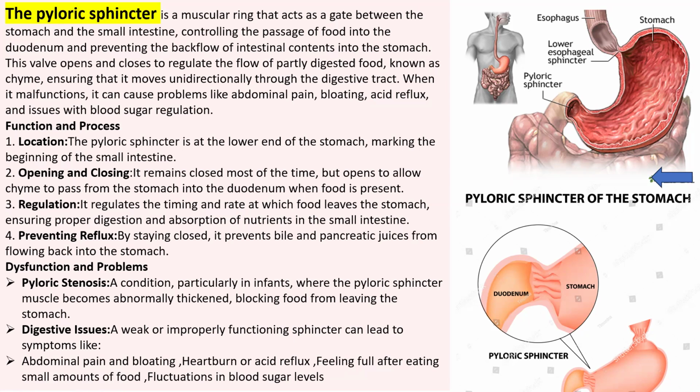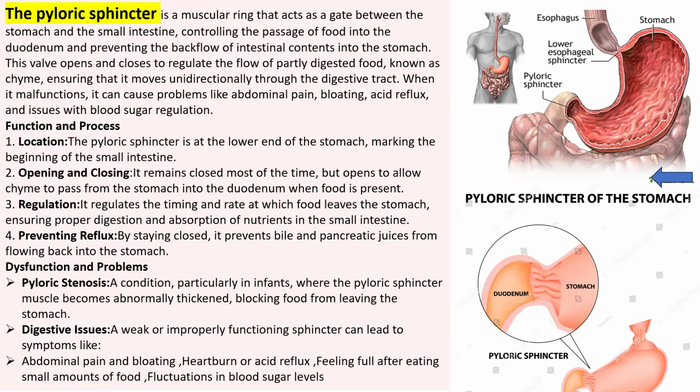Function of pyloric sphincter. It is located at the end of the stomach, marking the beginning of the small intestine. From this area, chyme is transferred into the duodenum, the first part of the small intestine. It remains closed most of the time.